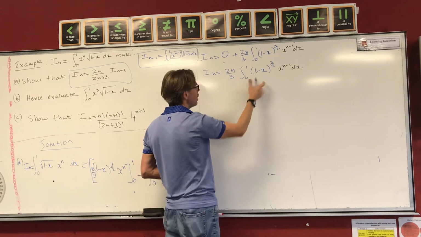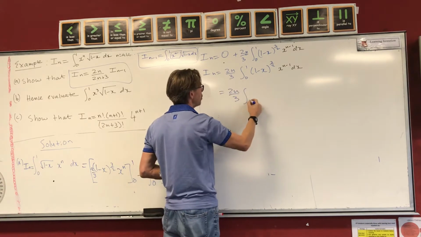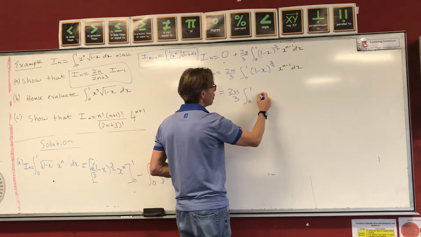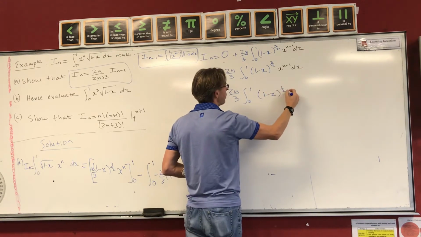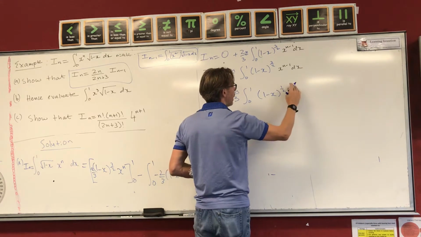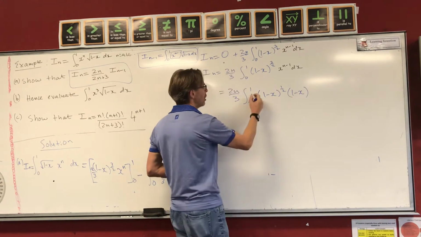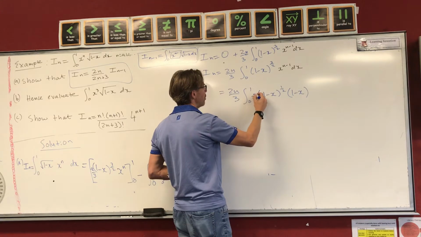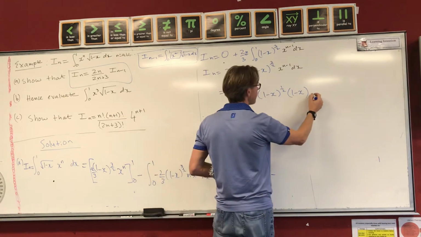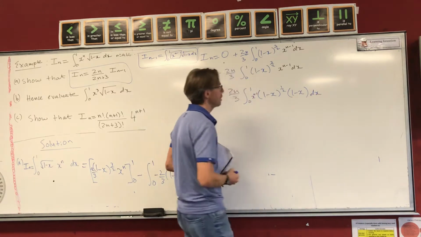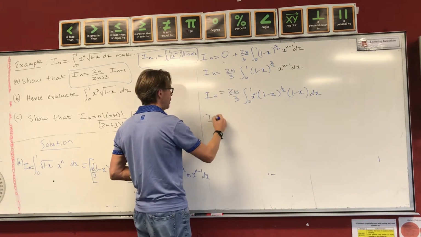So I can split this up. So 2n on 3, integral from 0 to 1. I can split this up into 1 minus x to the half, right? Outside of 1 minus x. And I'll put the x to the n minus 1 out in front there. Okay, because I want these guys together, dx. Alright, that's looking good. So that's I_n.